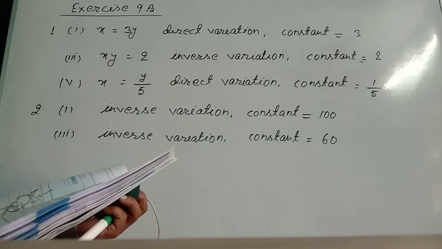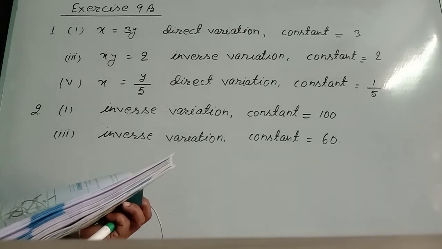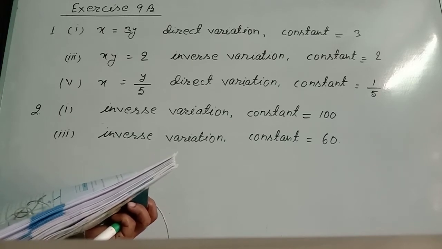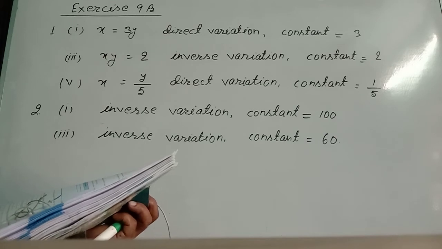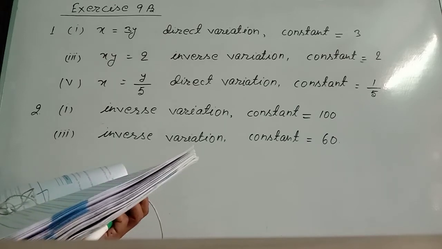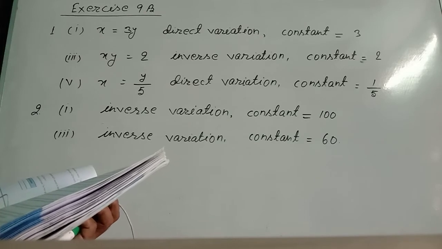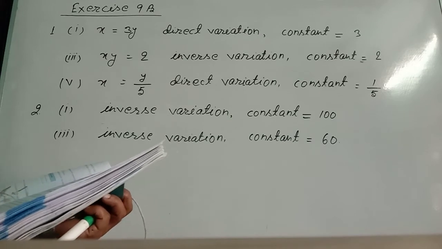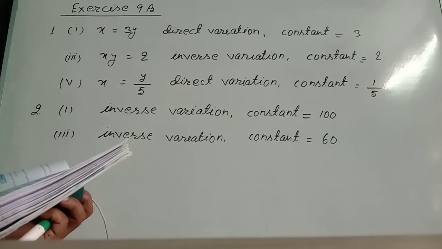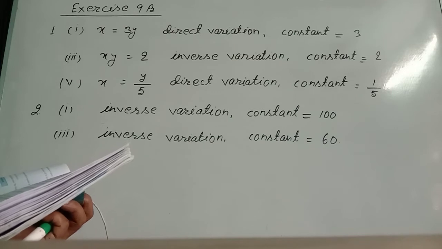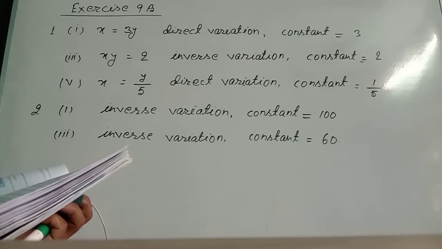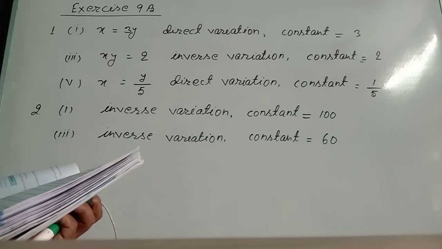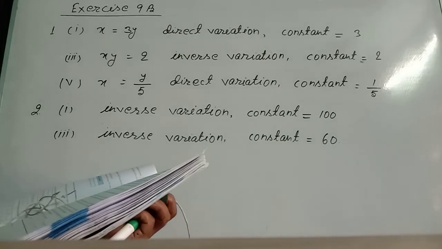Roman number 3, xy equal to 2. Here, if the value of x increases, then the value of y will decrease, or if the value of x decreases, then the value of y will increase. So this is in inverse variation, and here the constant is 2. Roman number 5, if x equal to y by 5, then it is in direct variation, because as the value of x increases, the value of y will also increase. So this is in direct variation, and here the constant is 1 by 5.